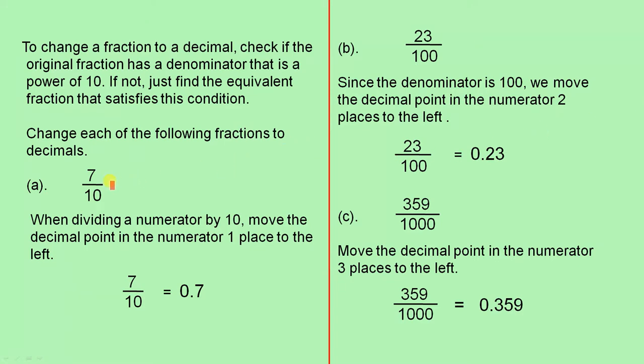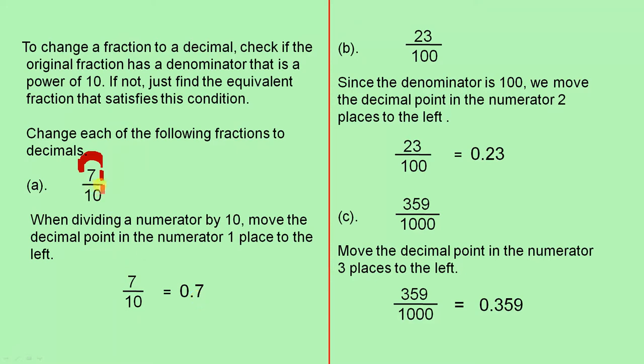So the first one is 7 over 10. We notice that the denominator is a power of 10. When dividing a numerator by 10, move the decimal point in the numerator one place to the left. So there is the numerator, and we are dividing by 10. Now, for a whole number like 7, the decimal point is actually here. You don't see it. It's invisible. It's actually after the 7. When you divide by 10, that allows you to move the decimal point one place to the left. So 7 over 10 equals 0.7.